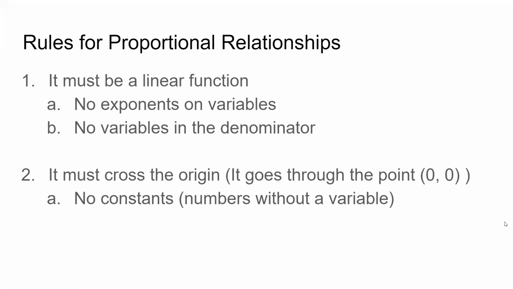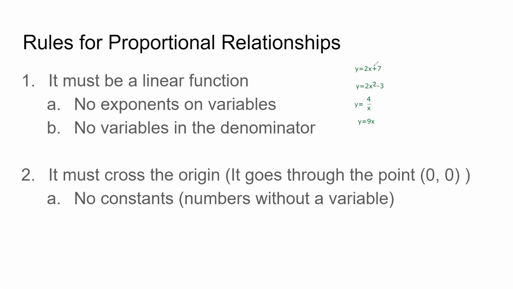So 2 rules that you're going to ask yourself is, is the problem that Ms. Christie gave me a linear function? Linear function means that there's no exponents on the variables and no variables in the denominator. So if we look at these 4 problems here, let's see which ones we can cross out. So it has to be a linear function, which means there's no exponents on the variables and no variables in the denominator. So let's look at this first problem.